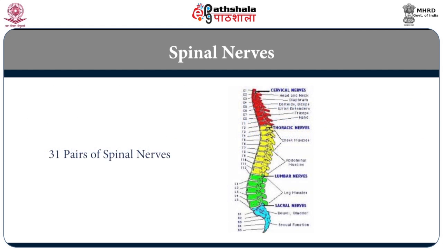You can see in the picture on the screen all the 31 pairs of spinal nerves. The first top red area is the cervical portion of the spinal cord, thoracic is the yellow area, lumbar is the green area, sacral is the blue area, and their function is also indicated and numbers are given on the left side. Study this figure to understand the various spinal nerves. So, this module is about the nervous system and I have explained mainly about the brain and spinal cord making up the central nervous system, and cranial nerves and spinal nerves making up the peripheral nervous system.